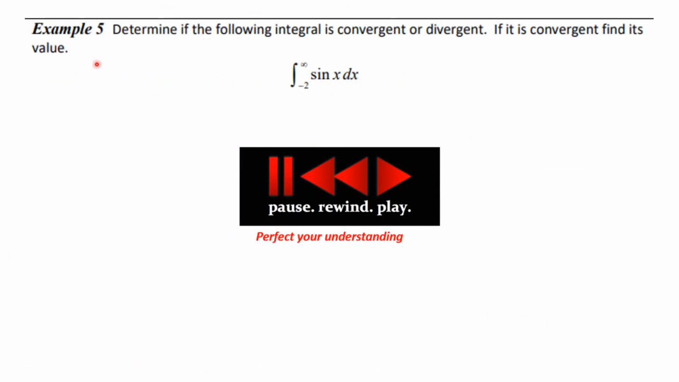Here's another problem for you to consider. Determine if the following integral is convergent or divergent. If it is convergent, find its value. See, the directions are always the same. And this is the improper integral from -2 to infinity of sine of x dx. You know what to do. Let's see how you did.